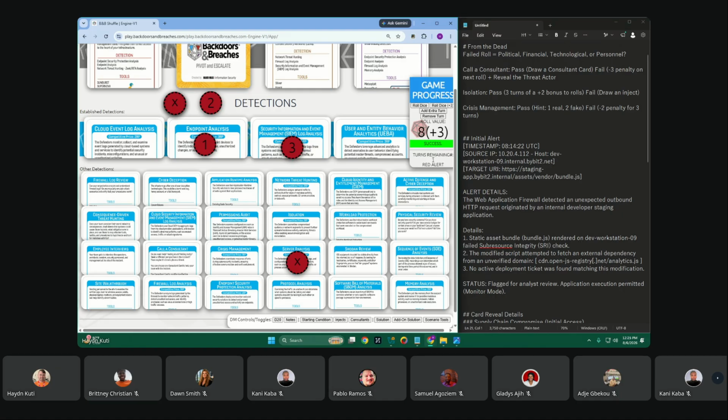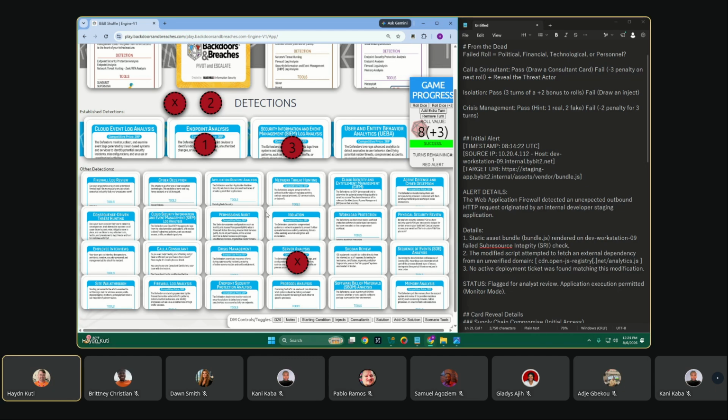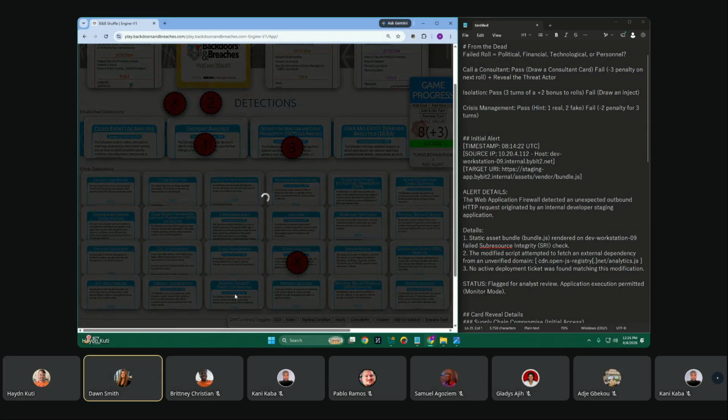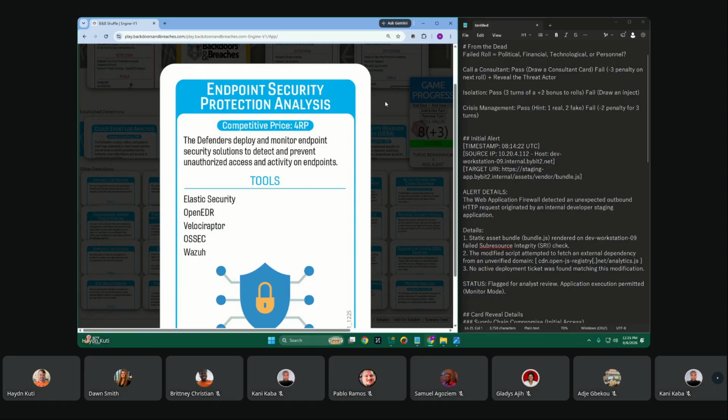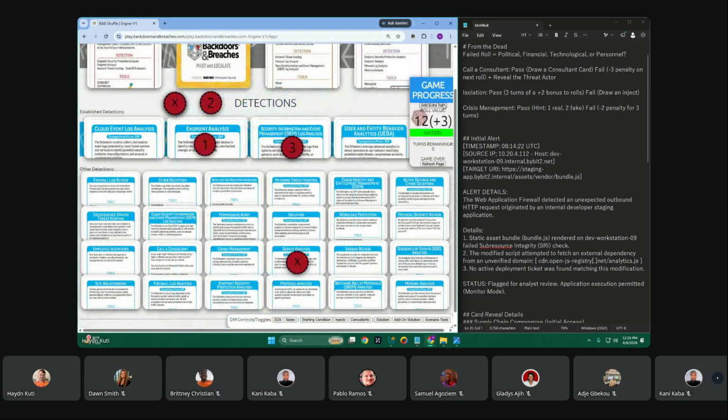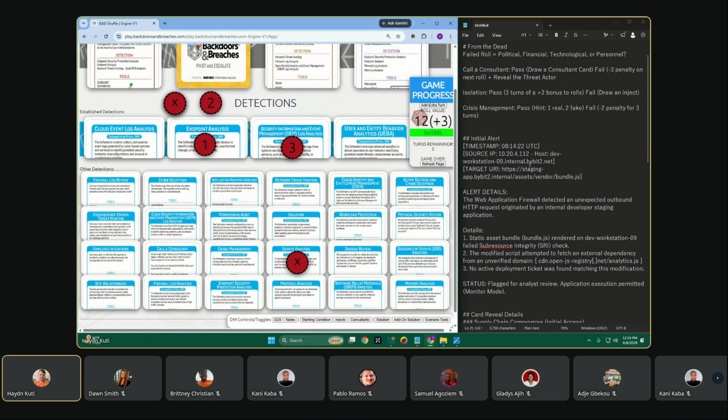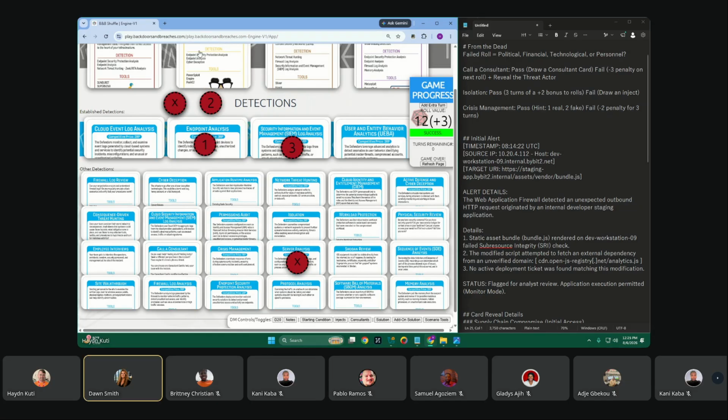So it sounds like we're going with endpoint. I think we're going with endpoint. All right. Success. Congratulations, guys. Yay!